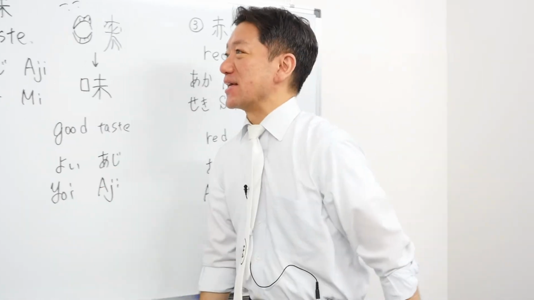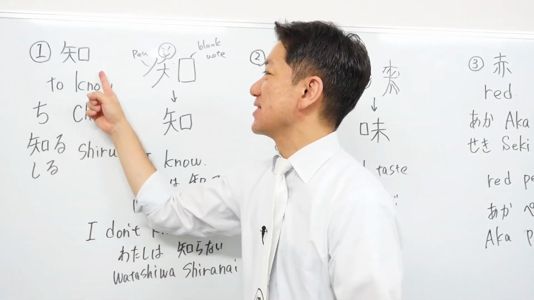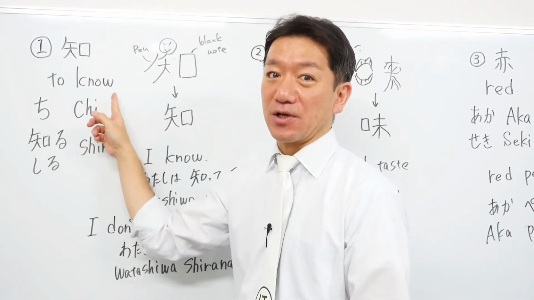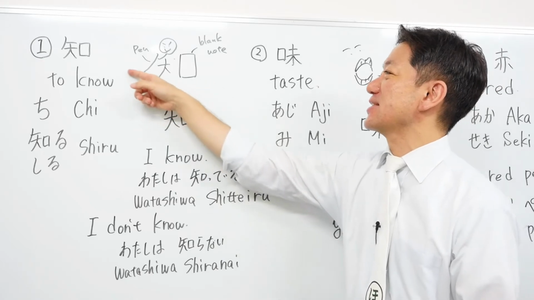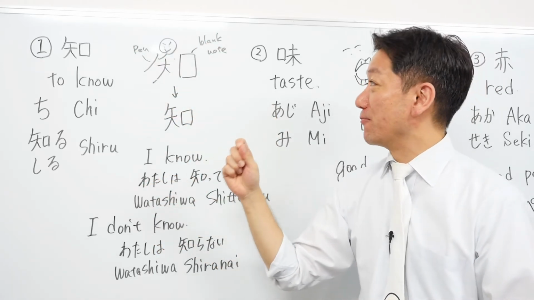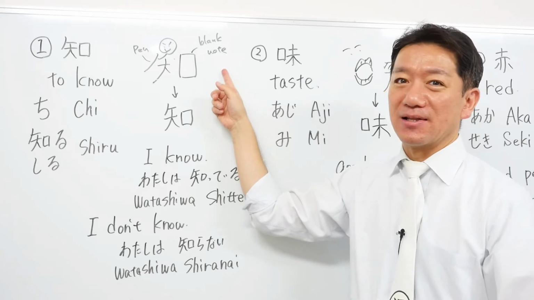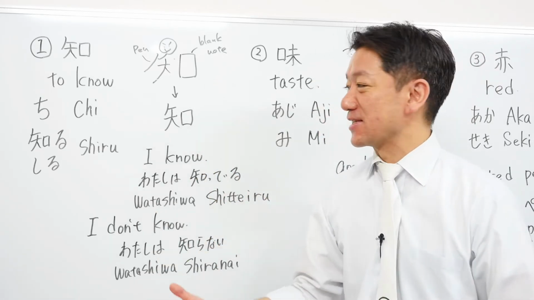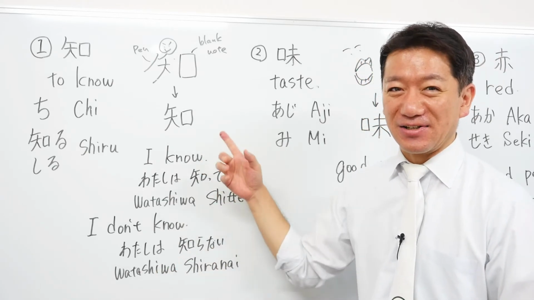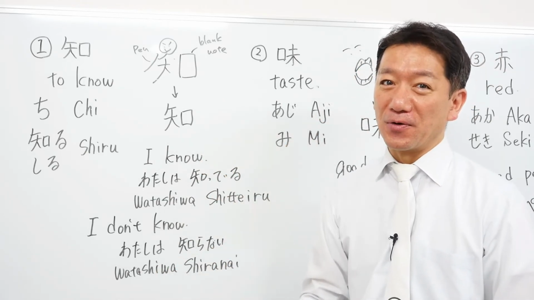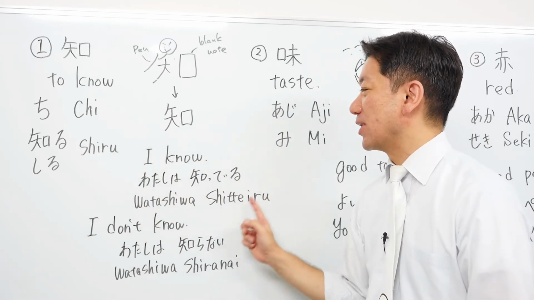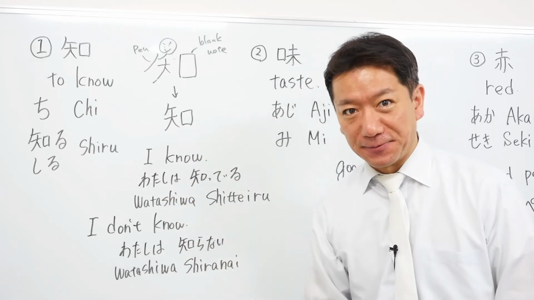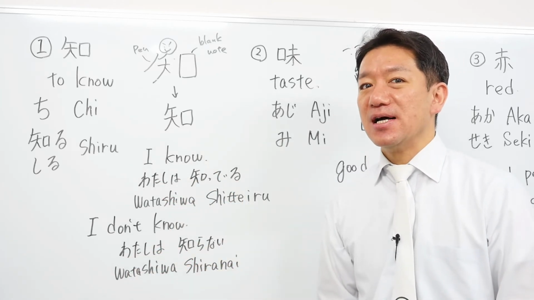So let's review today's three kanjis. Number one is 知 or 知る, shiru, which means to know in English. How to remember this kanji: you're holding a pen in one hand and a blank note in the other, about to learn something, about to know something. So shiru, which means to know. And one really simple example is I know, 私は知っている, or I don't know, 私は知らない.